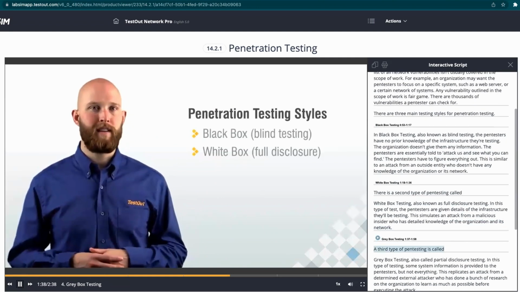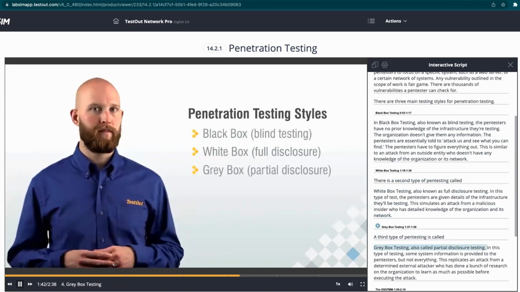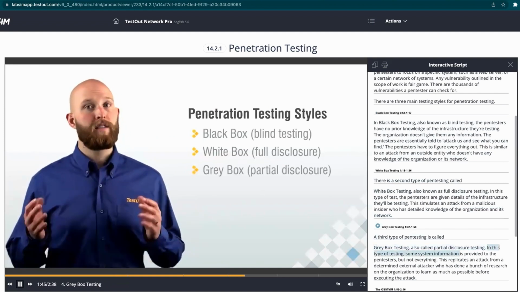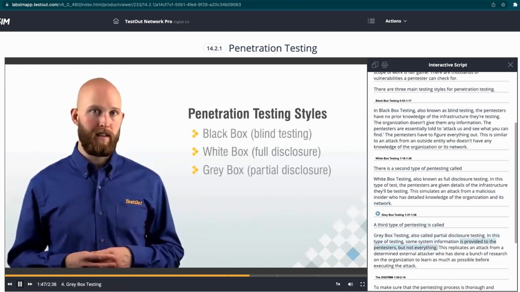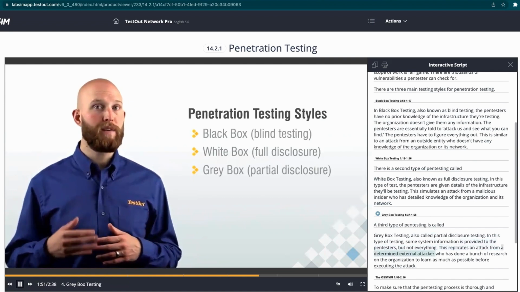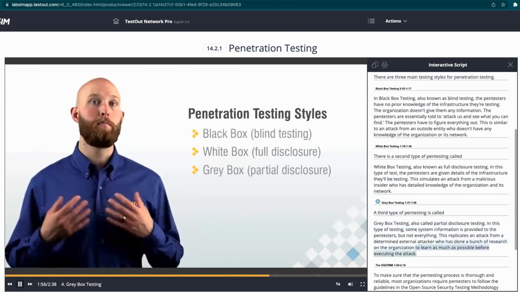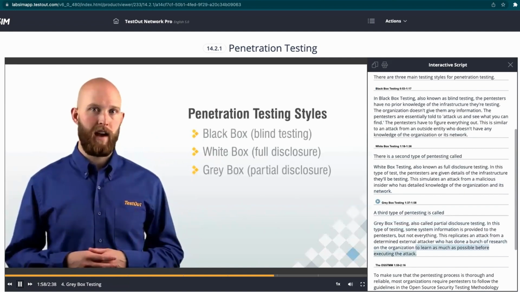A third type of pen testing is called gray box testing, also called partial disclosure testing. In this type of testing, some system information is provided to the pen testers, but not everything. This replicates an attack from a determined external attacker who has done a bunch of research on the organization to learn as much as possible before executing the attack.